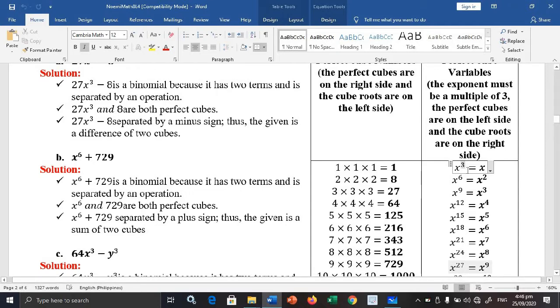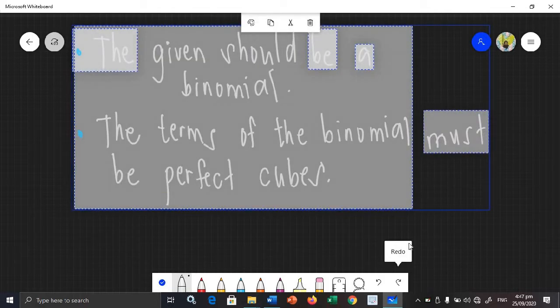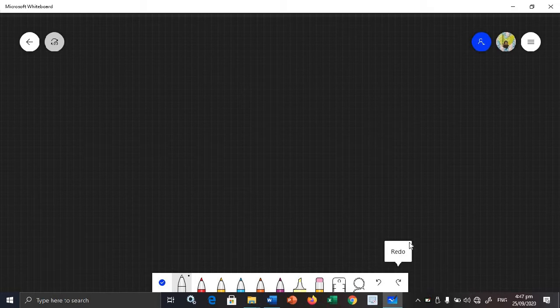Okay? So, let's say this example: x cubed, x to the 6th power, x to the 9th power, x to the 12th power, ganyan. X raised to 15, x raised to 18. These are all multiples of 3, so they are all perfect cubes. So, let's go back to the board. These are the two conditions that you need to remember in identifying if the given is a sum or difference of two cubes.